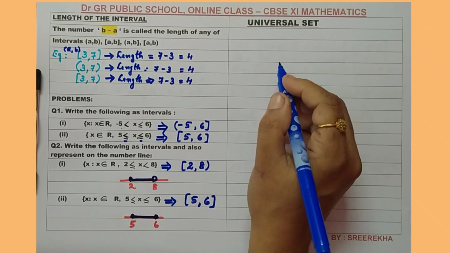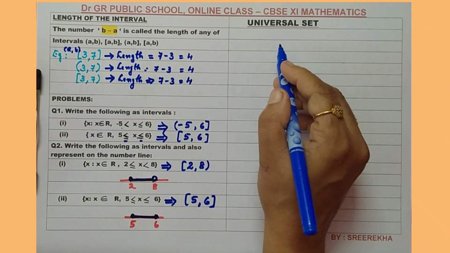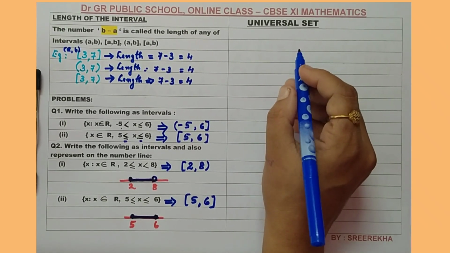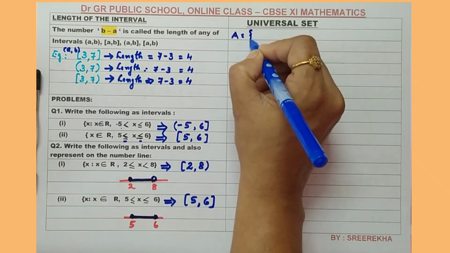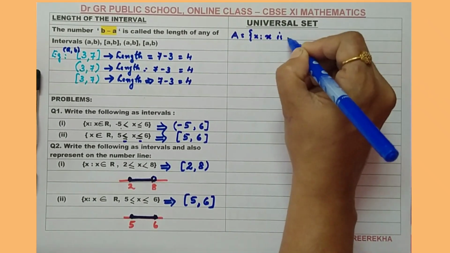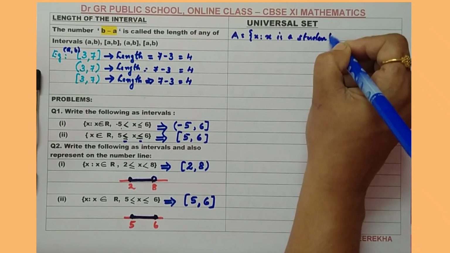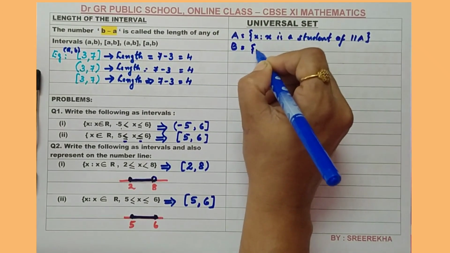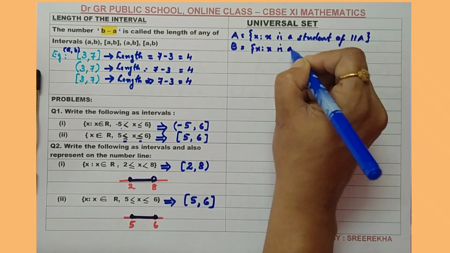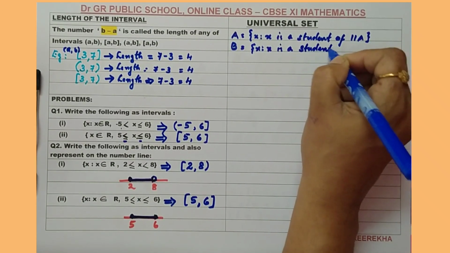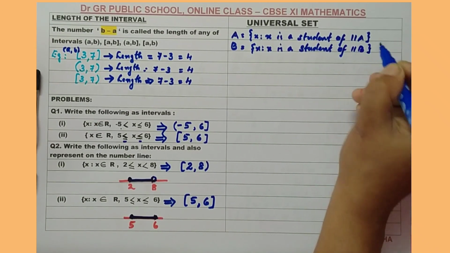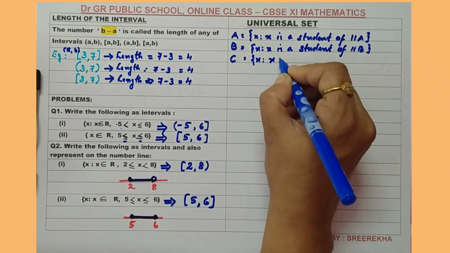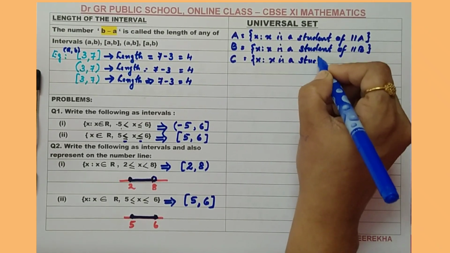Okay, universal set. Through an example, I will give you an idea about the universal set. Consider a set A equal to the set of all x such that x is a student of class 11A. And I am going to consider another set B, equal to the set of all x such that x is a student of class 11B. And another set C as the set of all x such that x is a student of class 11C.